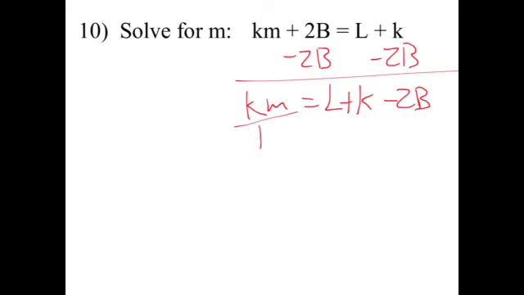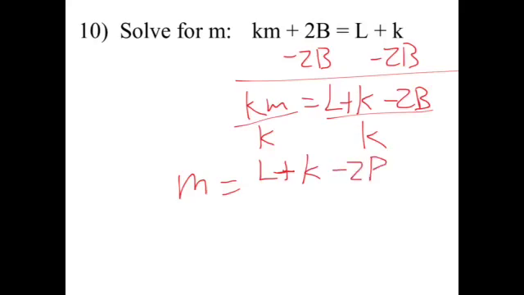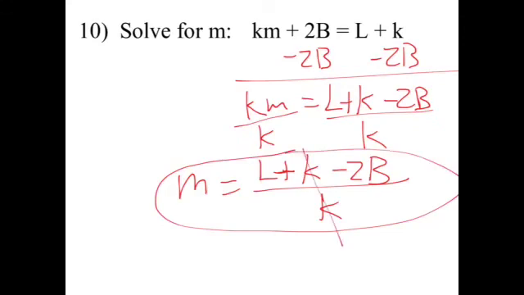And now I just need to divide by that K that's in front of M. Divide both sides by K. And now we're looking at M equals L plus K minus 2B, everything over K. And no, you can't just cancel this out like that, because you have a lot of things being divided by K, not just that single K term. And that's our solutions for the review for the Mastery Quiz 1.